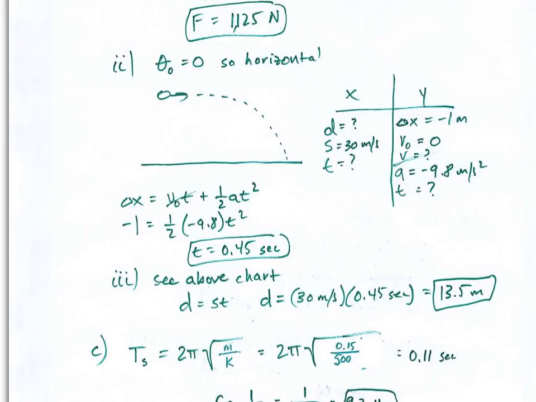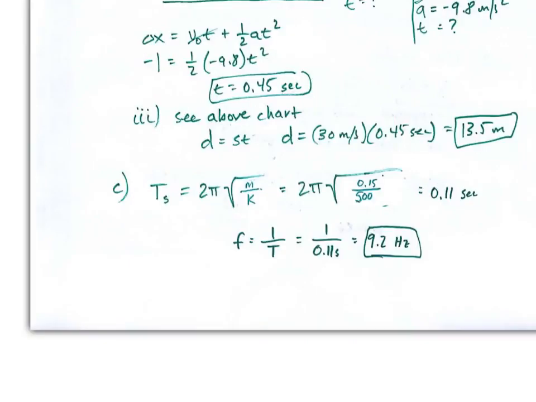Now for part 3, we want to know the range or the horizontal distance. Well, in the x direction, there is no gravity. When you think about horizontal motion, gravity only acts vertically. So that means this is a constant speed equation. Distance equals the horizontal speed of 30 meters per second, and we know it's in the air for 0.45 seconds, giving us a distance of 13.5 meters.